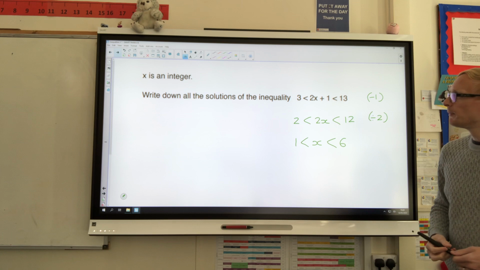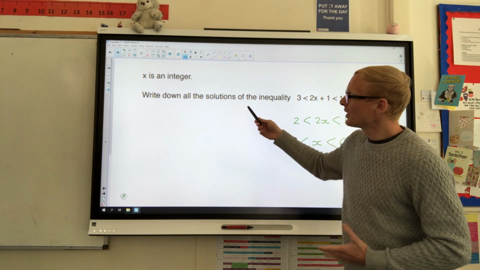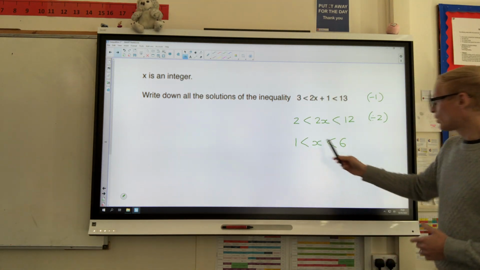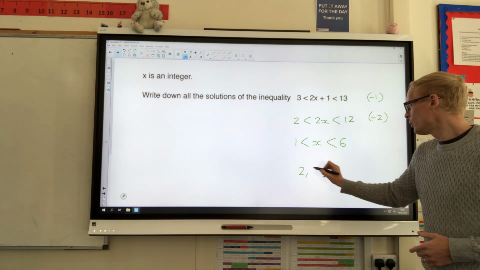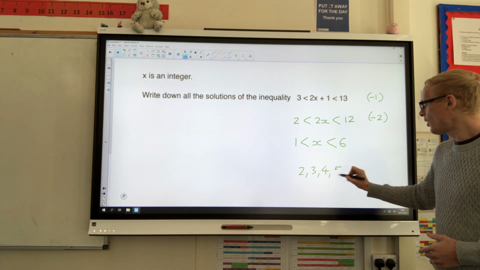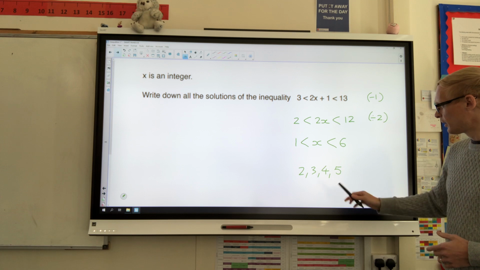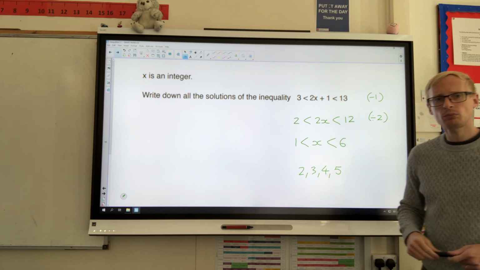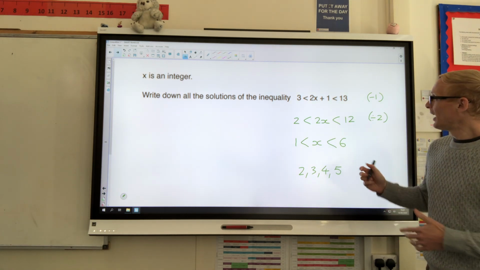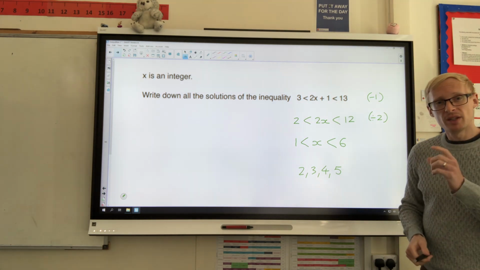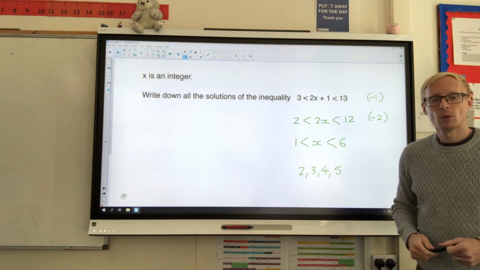And that's my inequality. Now the question says to list all the solutions. It's told me that x is an integer, so I'm looking for integers here, 2, 3, 4, and 5. Check the ends, neither, so that's my answer. Okay, so I would copy that one down as well if you can, just because the equation in the middle there is slightly more difficult.